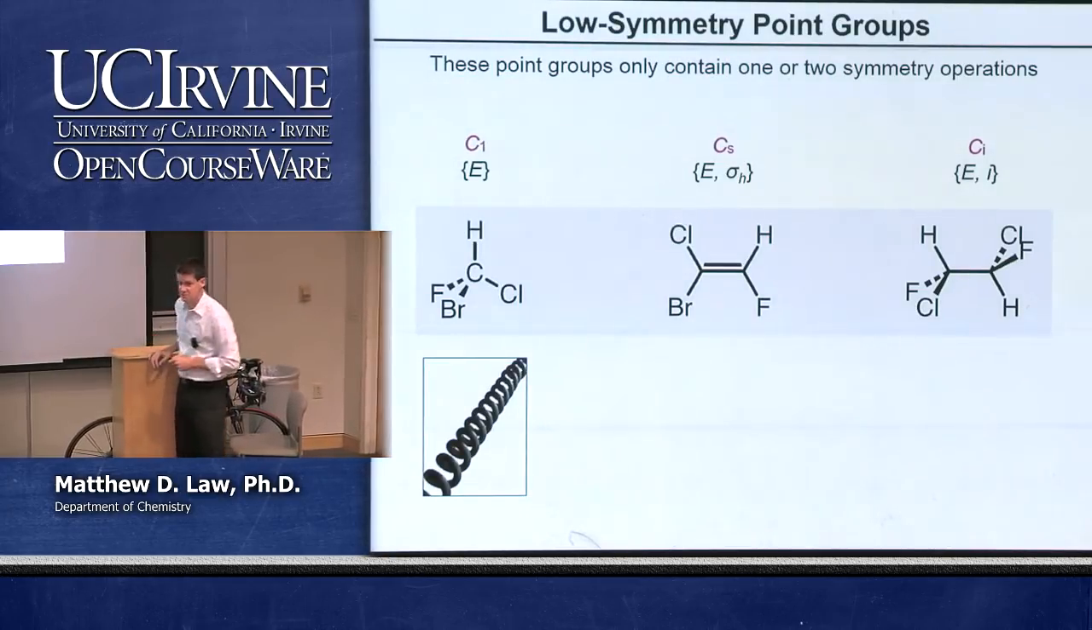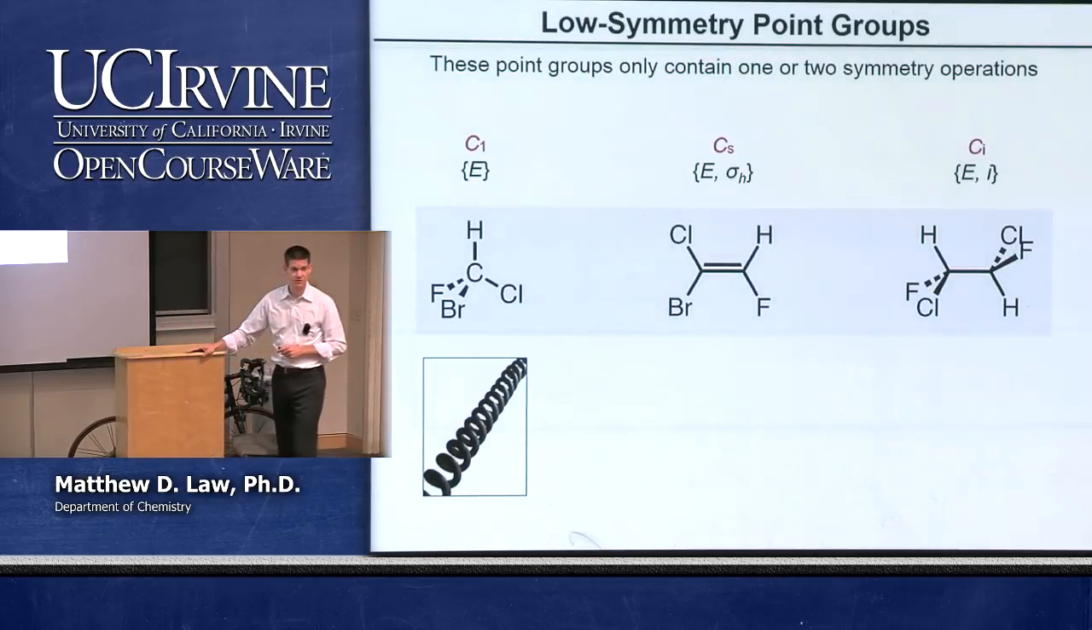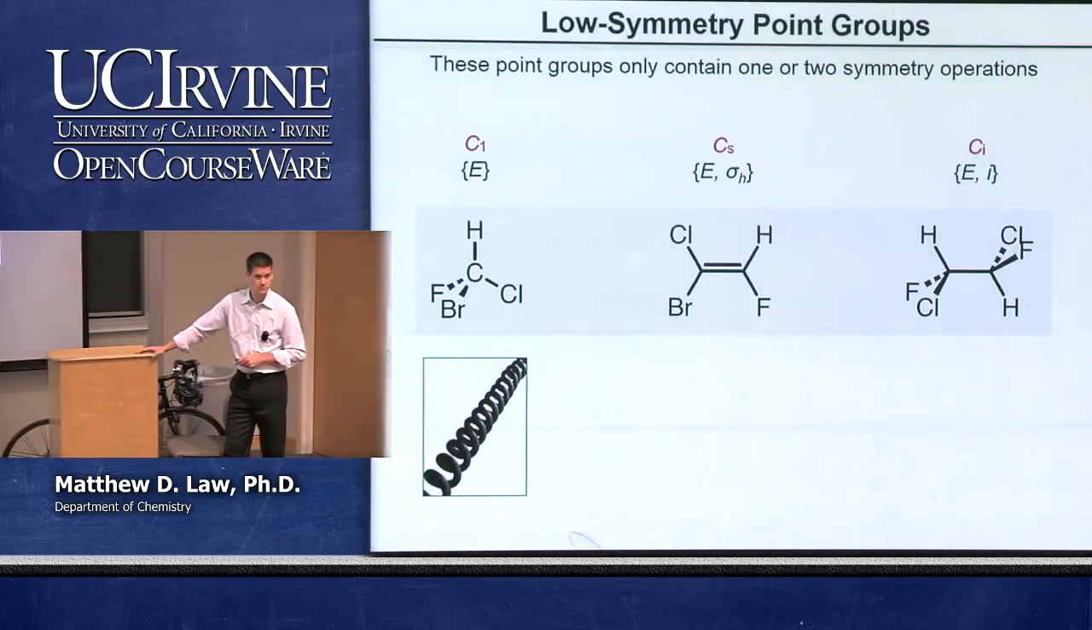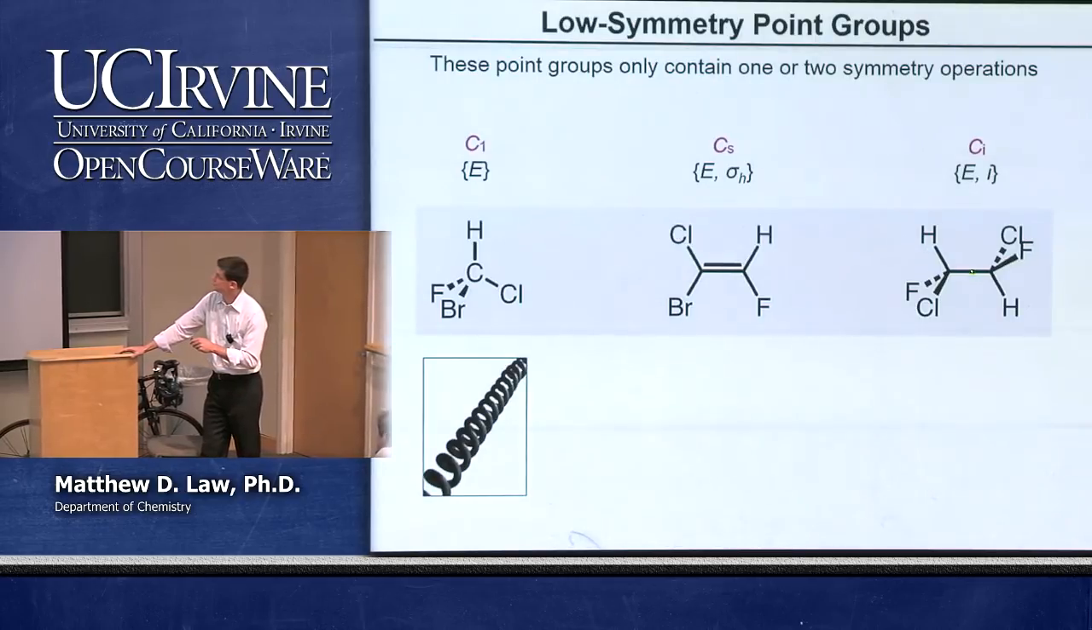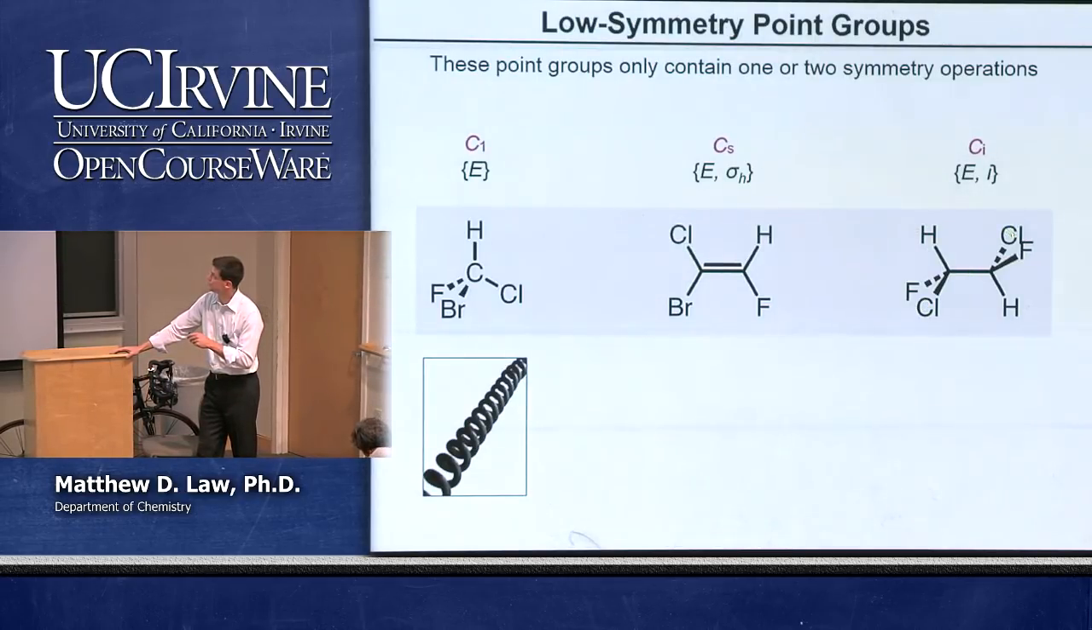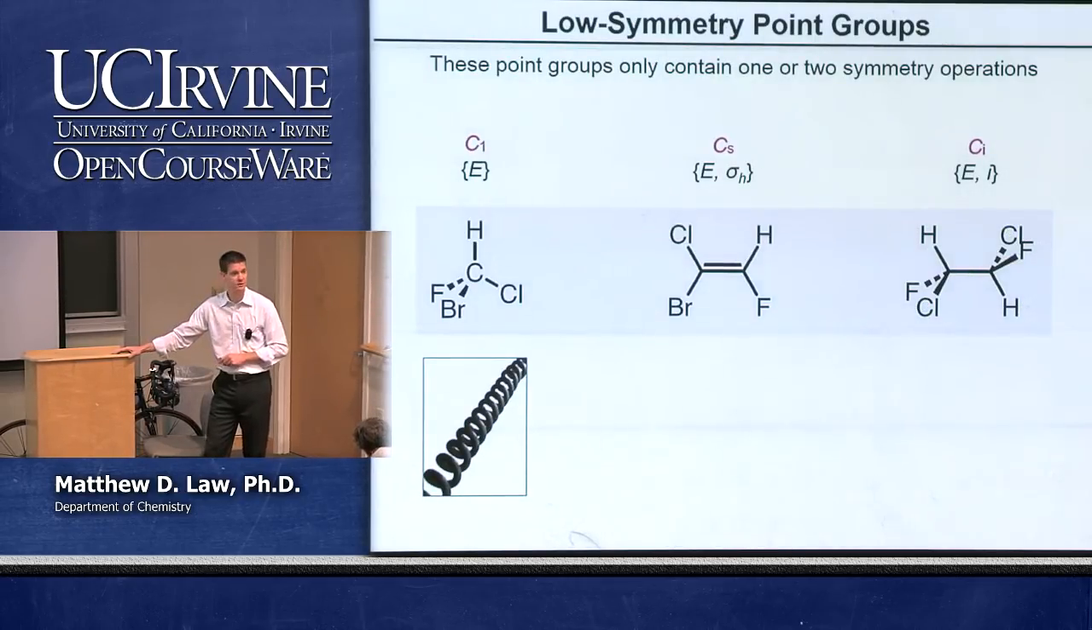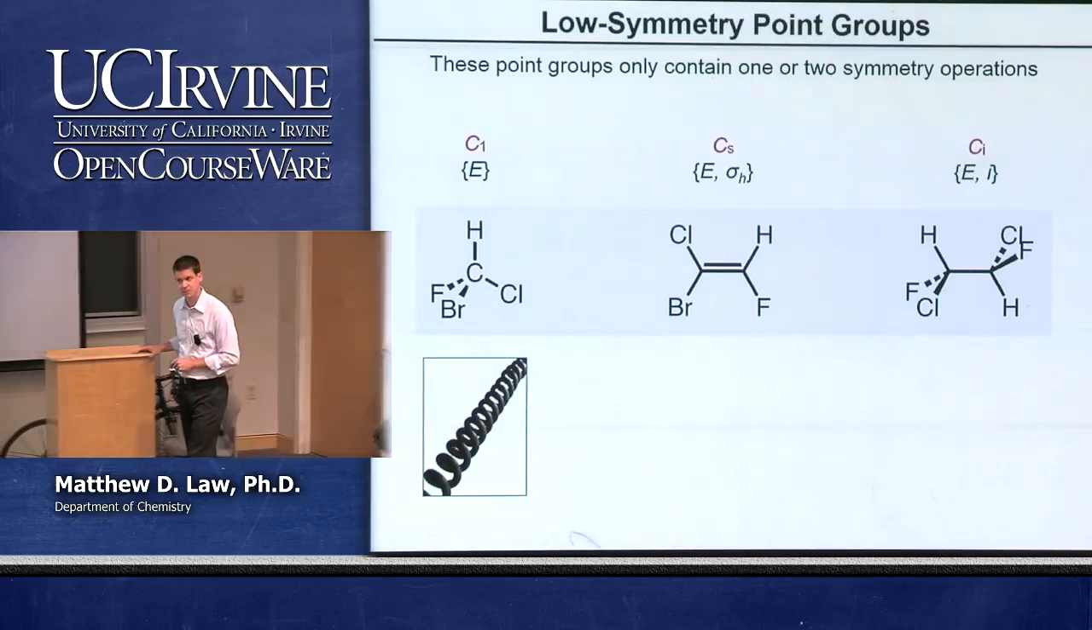Does everybody see that there's no C2 perpendicular, like coming out of the board? Right? If you do the C2 operation, this chlorine is above the plane, that chlorine is below the plane, so you don't have an equivalent configuration. Okay? That's one way to see that.